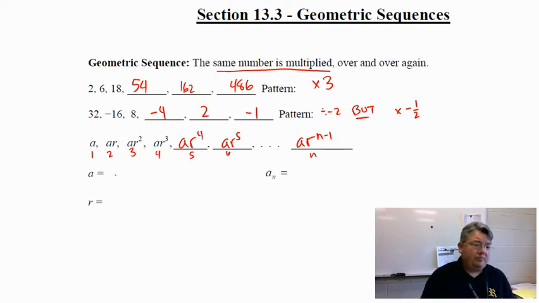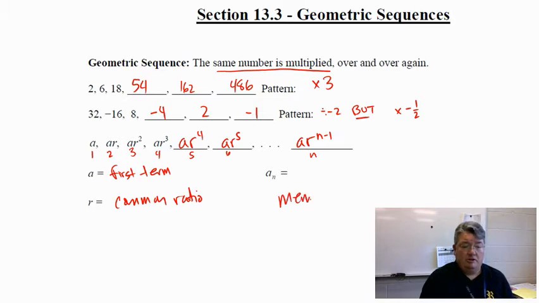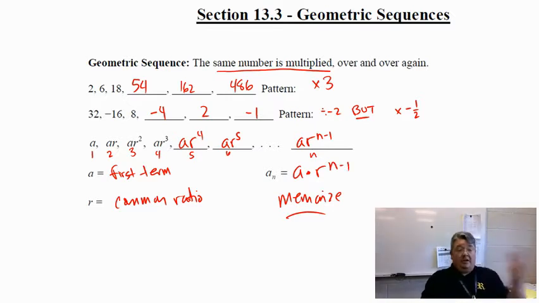See it? A is the first term. R is the common ratio, or what you have to multiply to get to the next term. The nth term, and this is a formula to memorize, one you've seen before actually, is the first term times the ratio to the power of n minus 1. Okay, there's your generic formula for a geometric sequence, and we're going to use it.